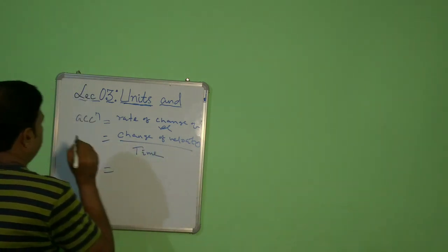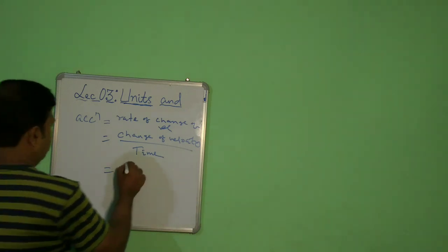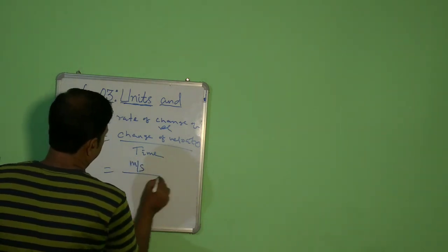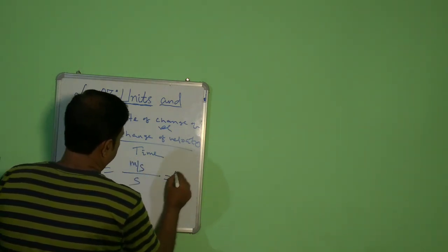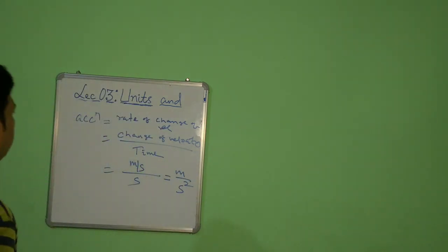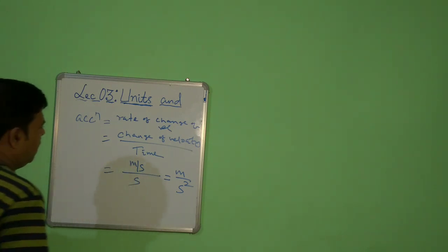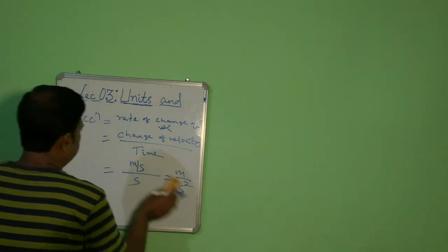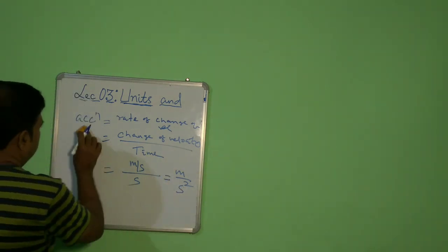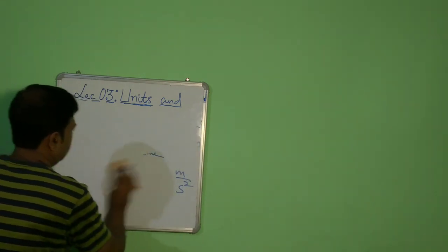We just found out the unit of velocity under the SI system being meter per second. Divided by this second, this becomes meter per second square. So the SI unit of acceleration is meter per second square. Similarly, other units are also possible, like centimeter per second square, feet per second square. But in the SI system, the unit of acceleration is meter per second square.